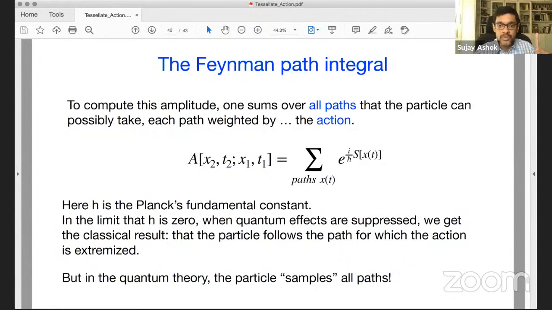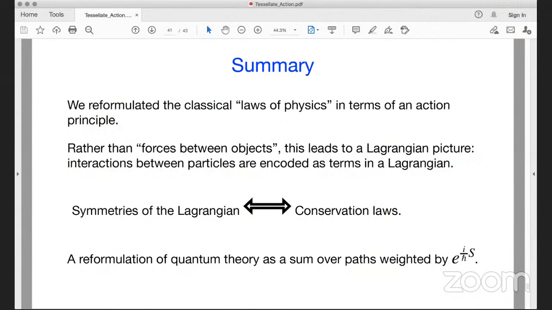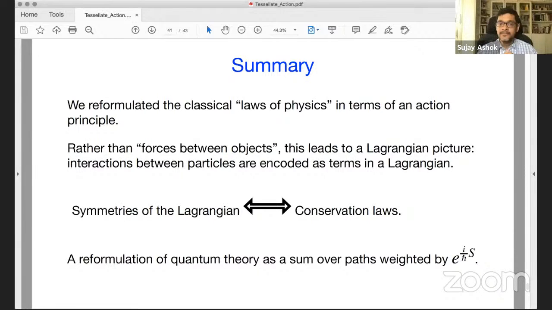So I will stop soon. Let me just summarize and I'll stop. As I said, all we did in the first two parts was to reformulate classical laws of physics in terms of an action principle. And my main motivation was to tell you that talking about forces is fine, there's nothing wrong with that, but that there is an alternative formulation where we write down this action that incorporates all these forces automatically.